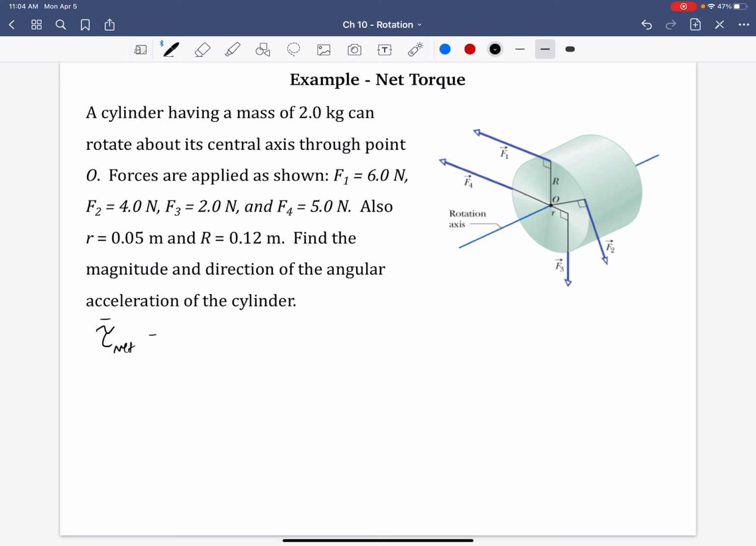Net torques. Four forces result in four torques. So let's go ahead and do all this. We have R cross F1 as one torque, and I'm just going to add them all up for right now. R cross F2, and then R cross F3, then R cross F4.